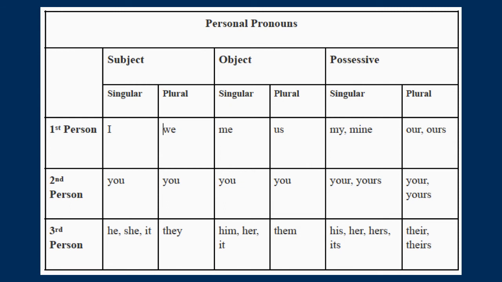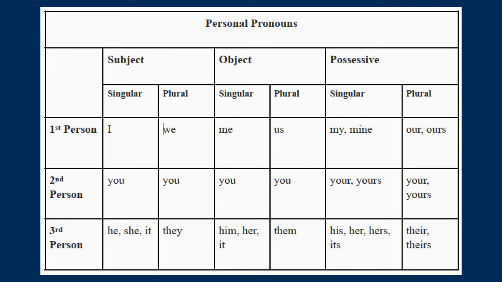In the possessive case, the third person singular can be his, her, hers, or its. This is his book, this book is his. This is her book, this book is hers. This is its. Like that, his, her, hers, or its. And the plural of the possessive case form of the third person pronoun is their or theirs.